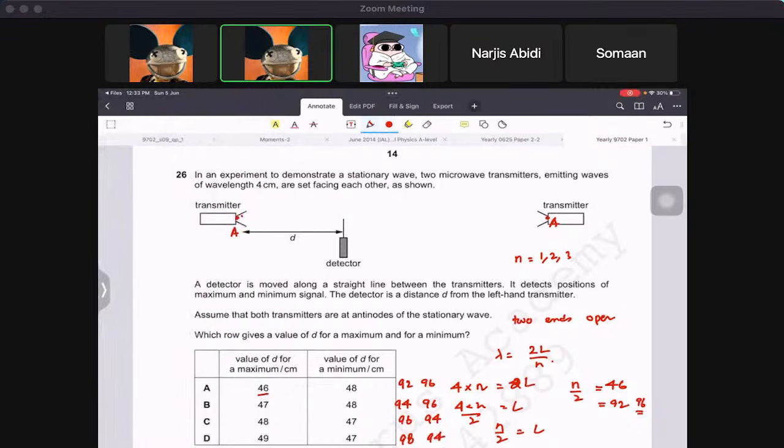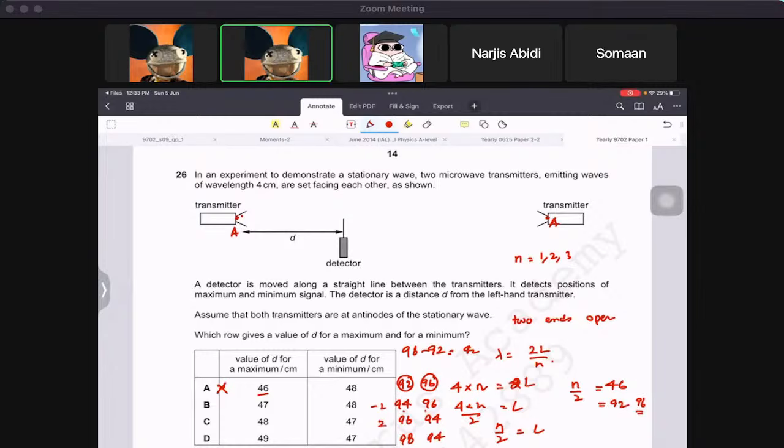Now the thing is that I just want to tell you that this is absolutely wrong, because if you check the distance between this and this, 96 minus 92 is 4 centimeters. Basically it is not showing me half lambda, it is showing me a full lambda. That is wrong, right? Because lambda is 4. 94 minus 96 is minus 2, and this is 2, and this is 4.